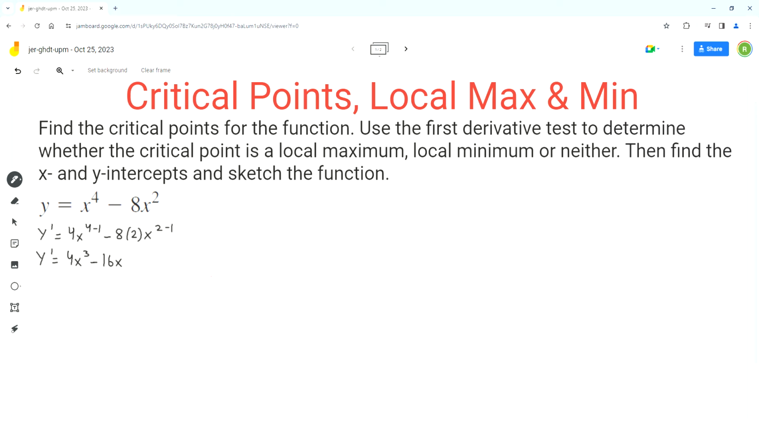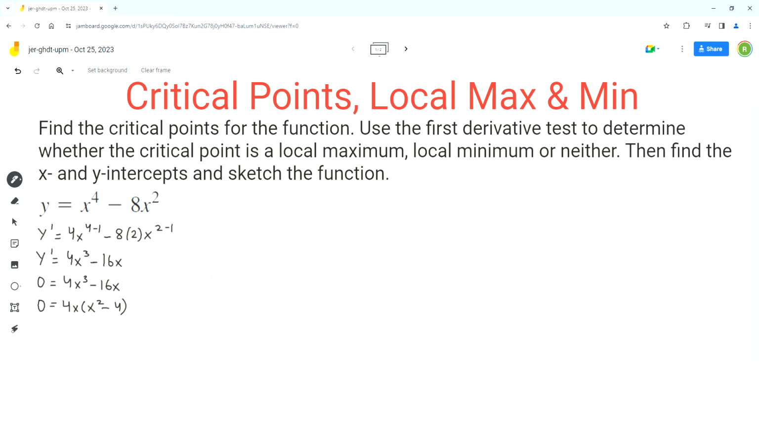Now this y prime is a polynomial function, and a polynomial function cannot be undefined for any x value. So therefore we just have to find the x values that will make y prime equal to 0. So we sub in y prime as 0 on the left side and solve this equation. The first step is to do common factoring on the right side. So we can factor out 4x, and in parentheses we are left with x squared minus 4.